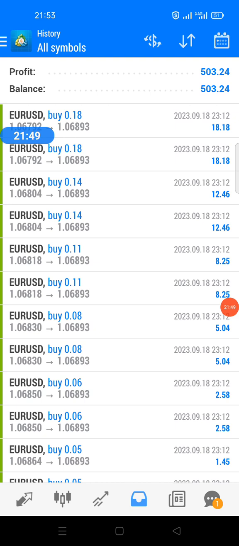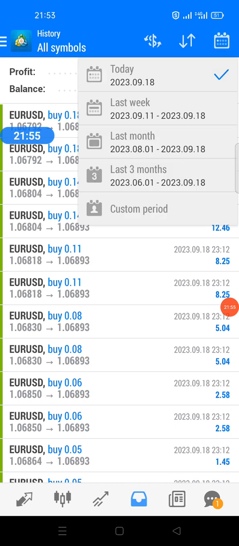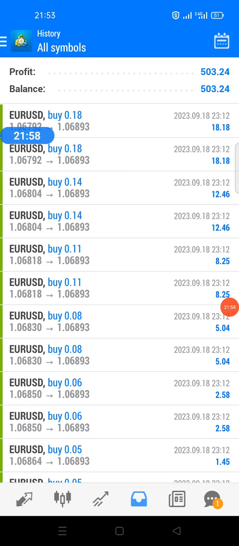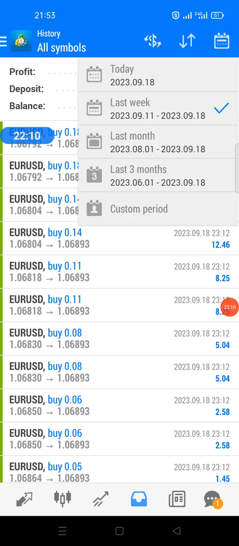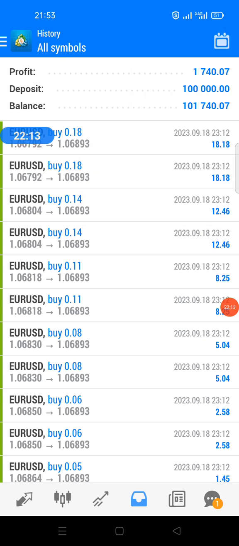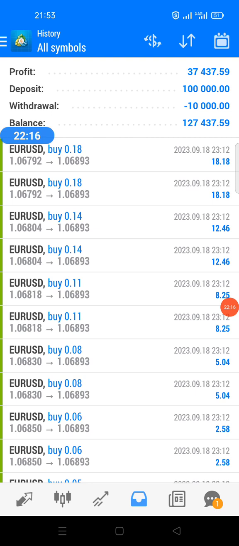The point is, this is where you can find your profit and your loss. And here you can check today's profit. You can check last week's profit. Okay. Another 100 was added to this account. That makes it 200. Let me see. This for last month. You can see the initial deposit was 100,000. You can see that, like I said earlier. So since this account came up, it has made about 37,000 US dollars. If you check that out, that's about 30 million naira.